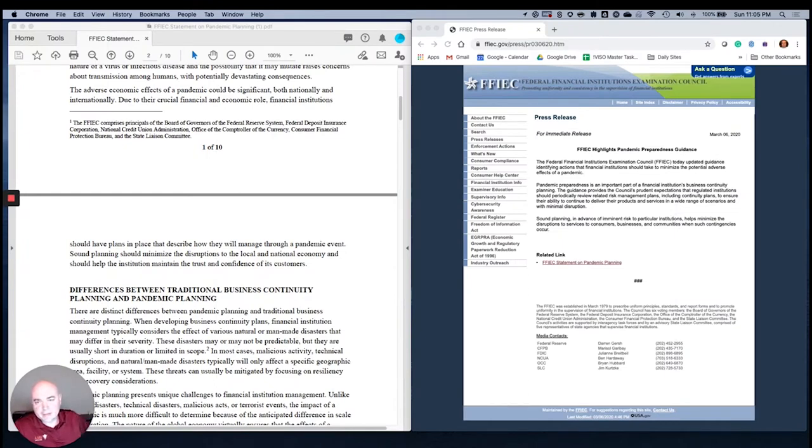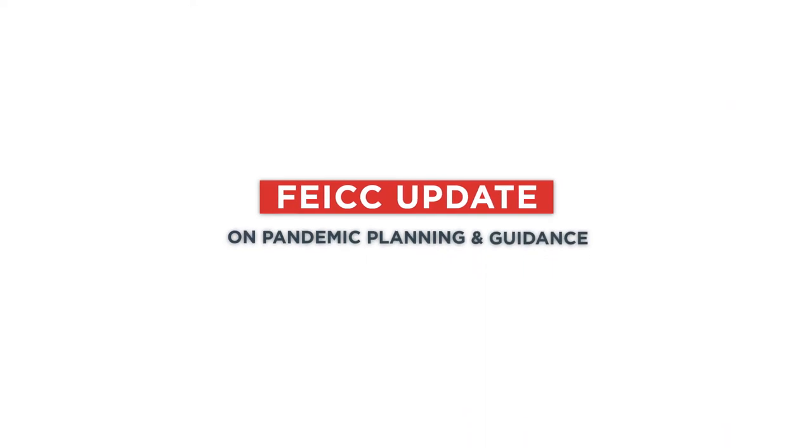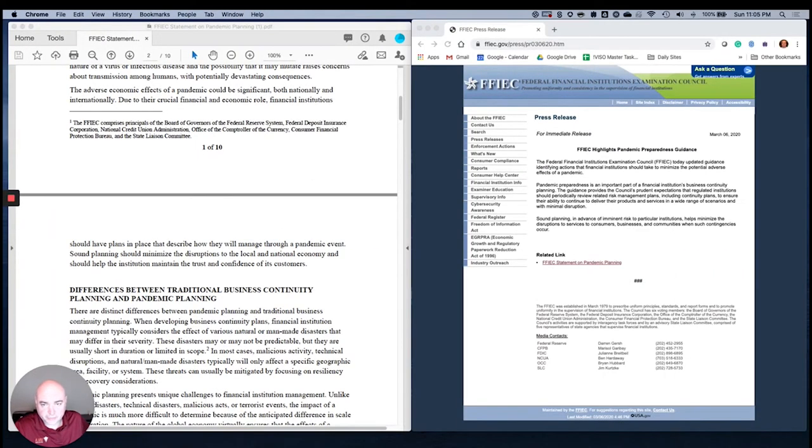I recently made a post on our Slack channel in reference to the FFIEC update on pandemic planning and guidance, so I thought I'd just go ahead and share it here also. We have recently seen an increase in focus on pandemic planning as this COVID-19 situation escalates. The regulatory agencies are increasing the pressure on financial institutions to increase pandemic planning and testing.